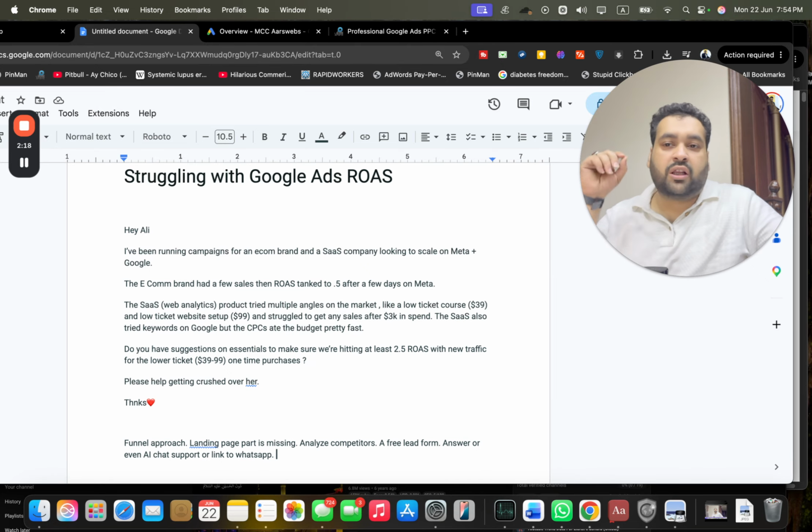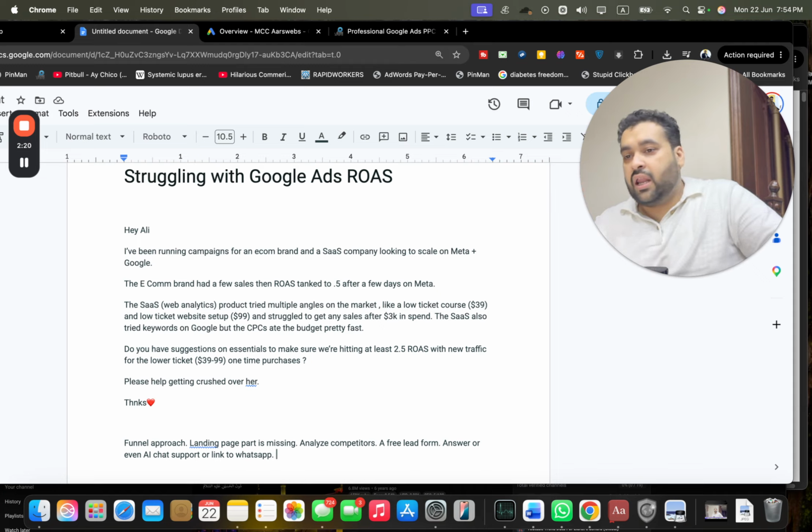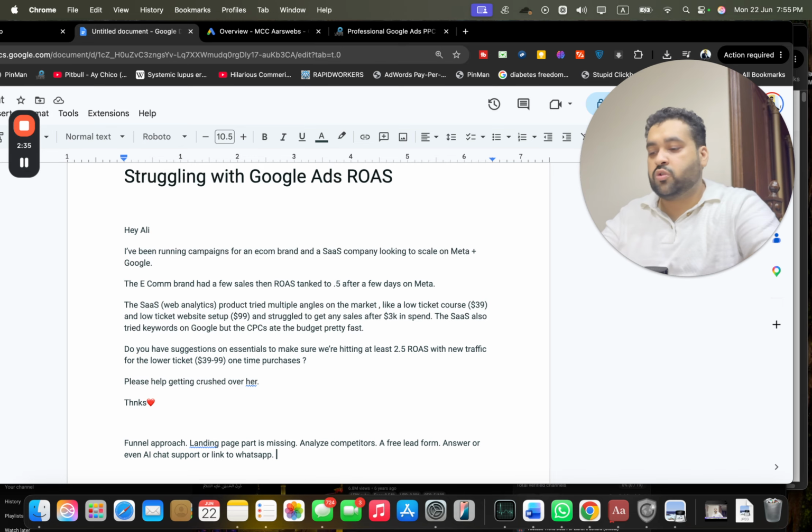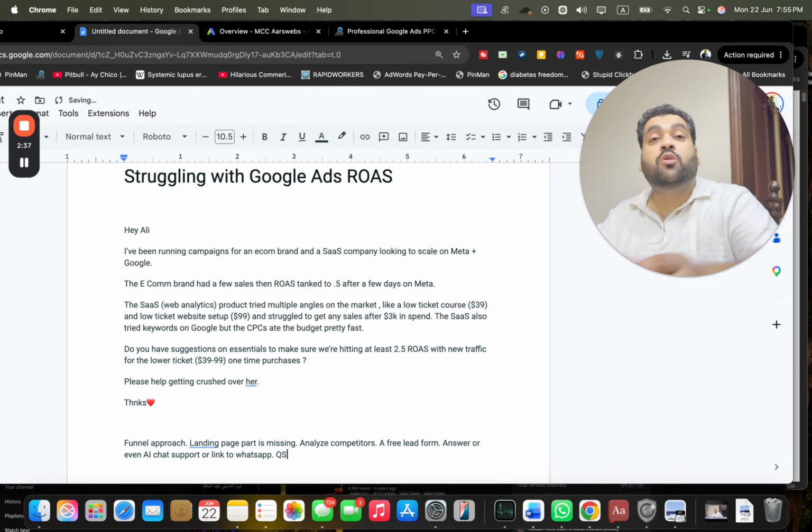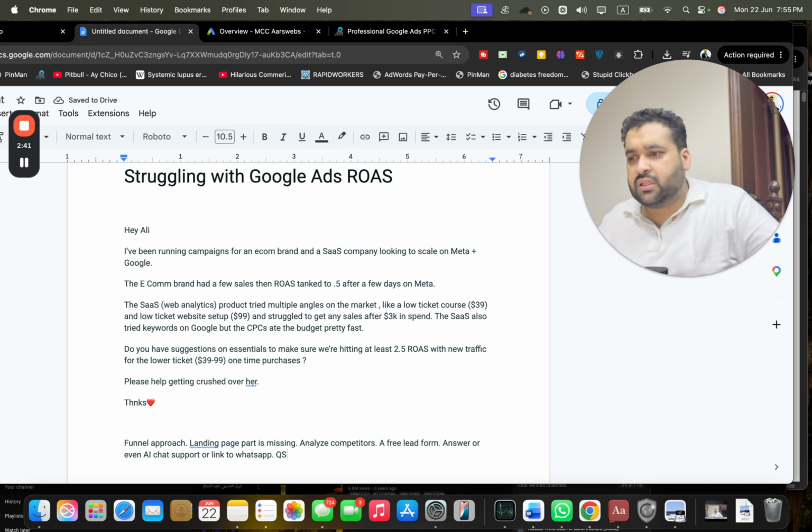Now I would need to install Clarity to see what the user behavior is on your website, but I'm just giving you this guidance because I do not have access to your real campaign. Another thing is, if it's been running for some time, the ROAS keeps on fluctuating, so has your quality score declined? Quality score also plays a crucial role.